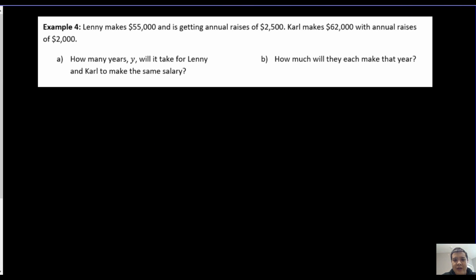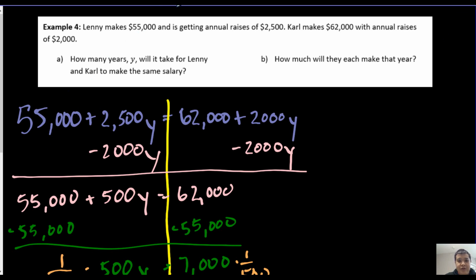Go ahead and try this one out on your own. The equation that you should set up would be for Lenny, $55,000 plus 2,500y equals 62,000 plus 2,000y, which is Carl. So the left-hand side is Lenny, right-hand side is Carl.